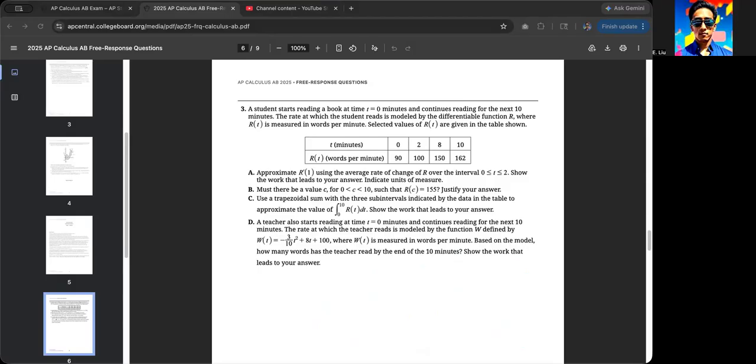D. A teacher starts reading at time t equals 0 minutes and continues reading for the next 10 minutes. The rate at which the teacher reads is modeled by the function W, defined by this, where W(t) is measured in words per minute. Based on the model, how many words has the teacher read by the end of the 10 minutes? Show the work that leads to your answer. That's basically the area under the curve, the integral from 0 to 10 of W(t) dt. So you can set that up with this function and then evaluate.